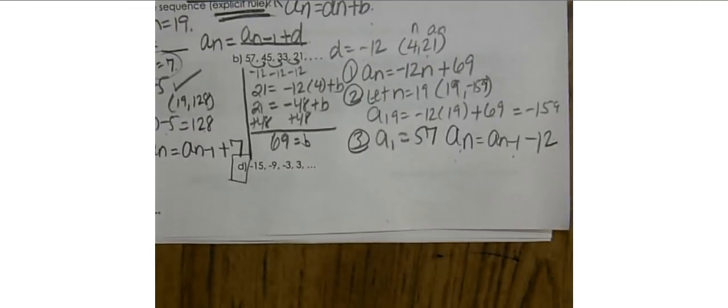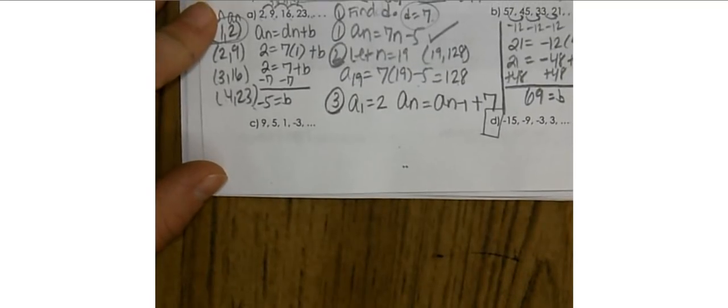And then finally, step number 3, I need to write a recursive rule, which means that I'm identifying the fact that my first term is 57. You always need to state what your starting point is, and then your rule. So we have a sub n is equal to a sub n minus 1. That's our previous term. Our next term is going to be equal to our previous term, and our common difference was 12, so we're going to subtract 12. And there's our answer. I want to do letter D in class, so we're just going to do letter C.